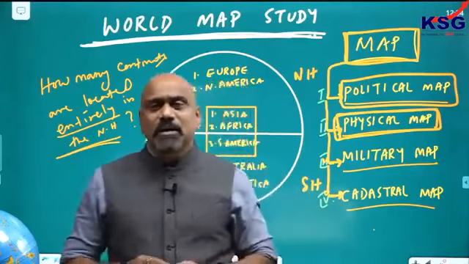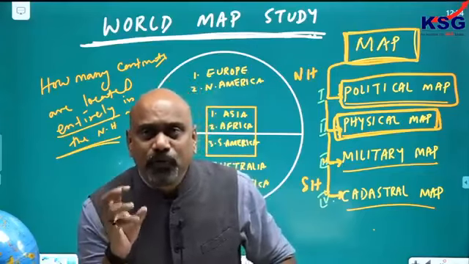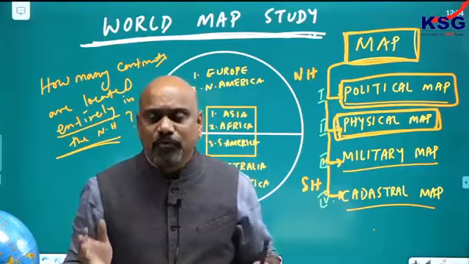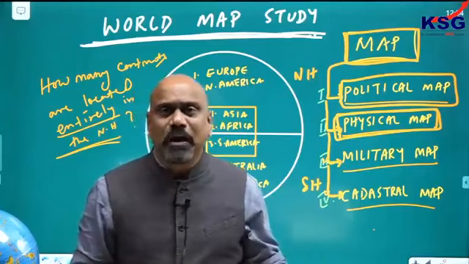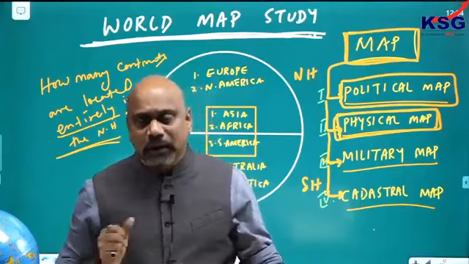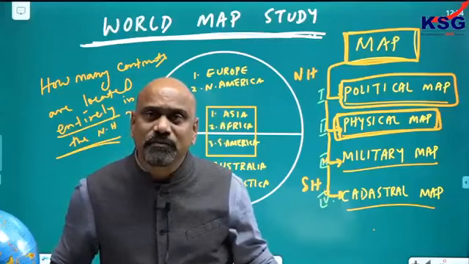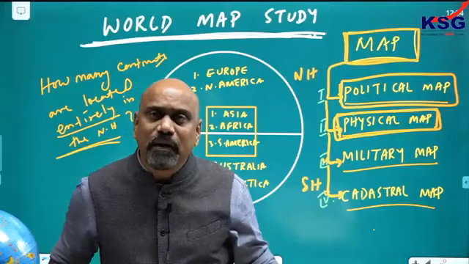Cadastral map, I said, is the map used for showing smaller regions, like map of your house or your house plan, your land records. Land records is a cadastral map.